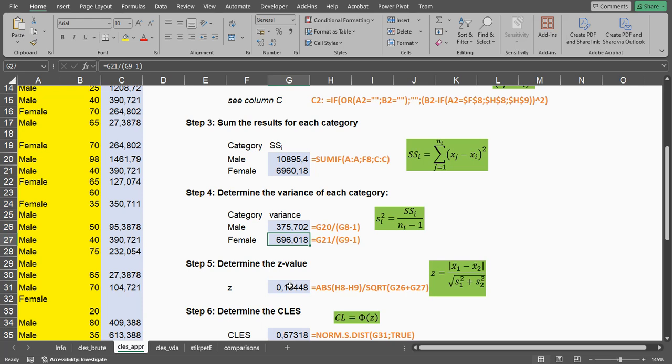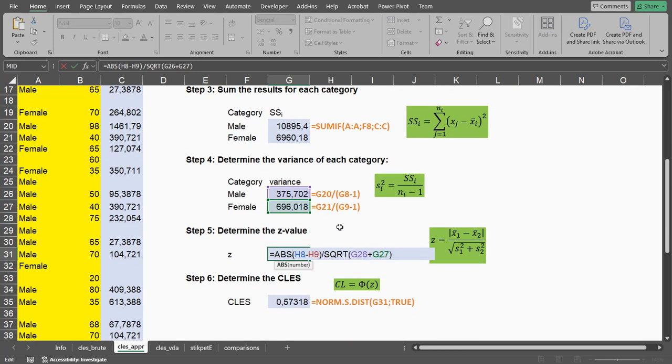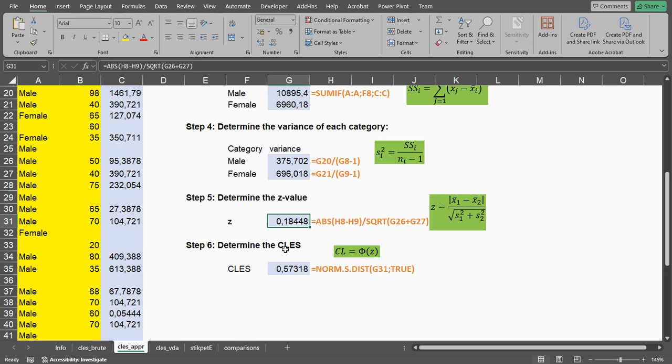Then we can get the Z value, which is simply the difference between the two averages, divided by the square root of the sum of these two variances. And then we can use the normal distribution cumulative function. That's why this is set to true. And then we get our approximation for the common language effect size measure.